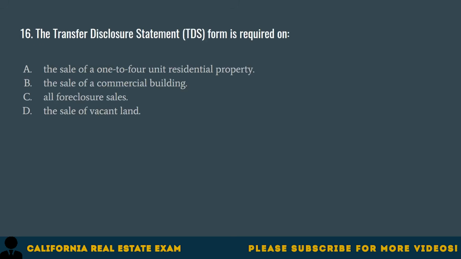Question 16. The Transfer Disclosure Statement, TDS form, is required on A. The sale of a 1 to 4 unit residential property, B. The sale of a commercial building, C. All foreclosure sales, D. The sale of vacant land. The correct answer is A. The sale of a 1 to 4 unit residential property.